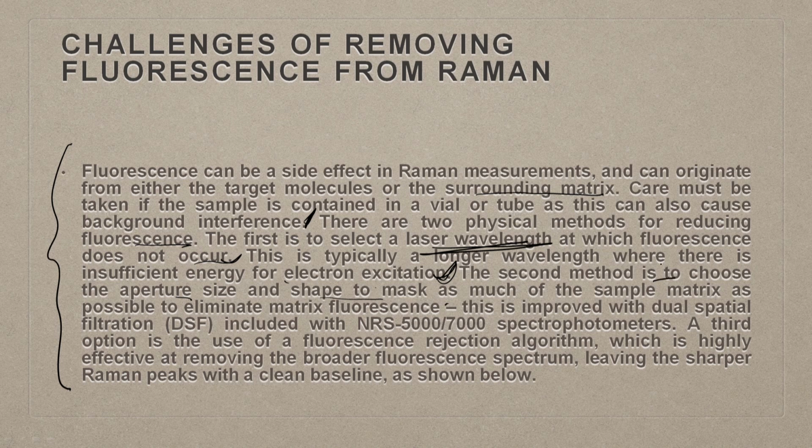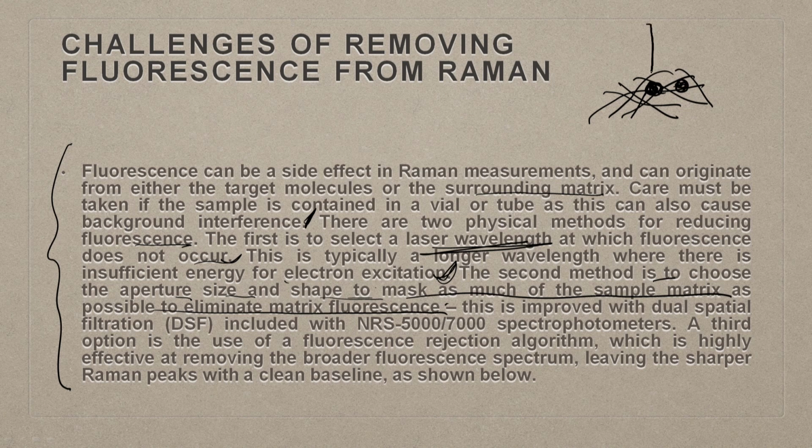The second method is to choose the aperture size and shape to mask as much of the sample matrix as possible to eliminate the matrix fluorescence. So it is something like this. Say, for example, this is your sample, this is the matrix and here is your sample, right? So now I have to ensure my laser beam is almost like this, so that I am not picking up anything from the matrix which would otherwise give the fluorescence.